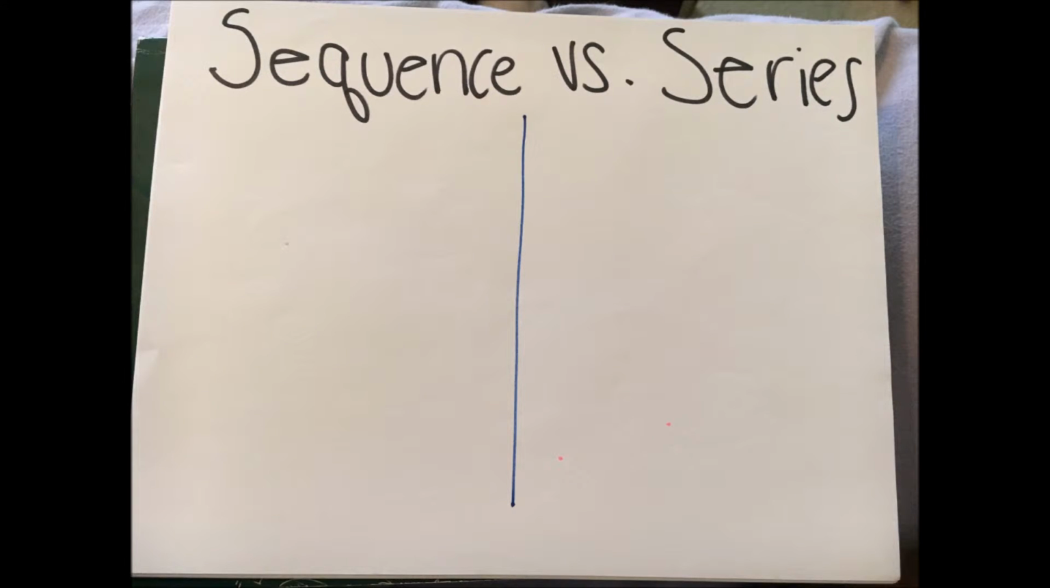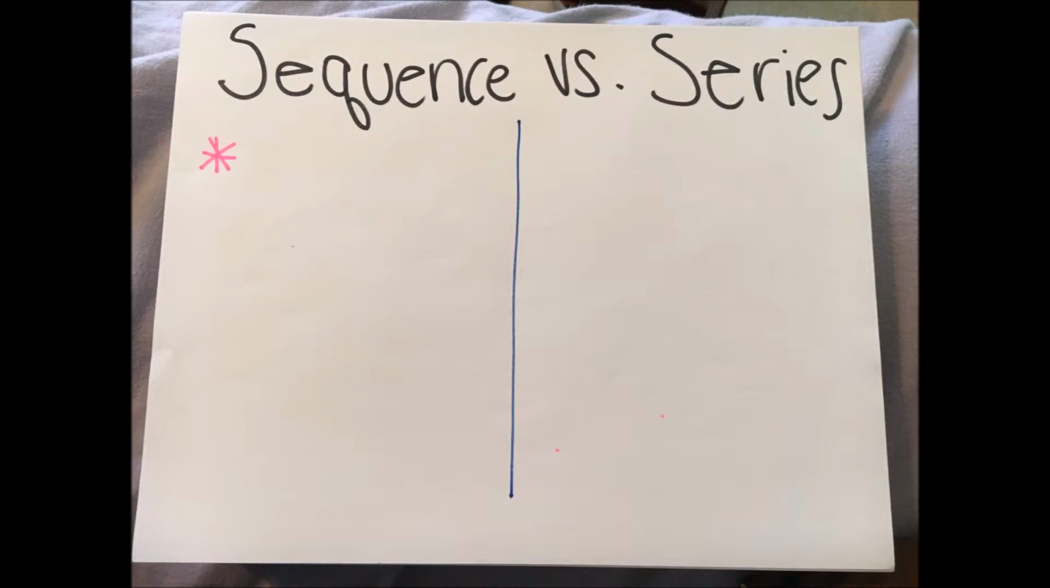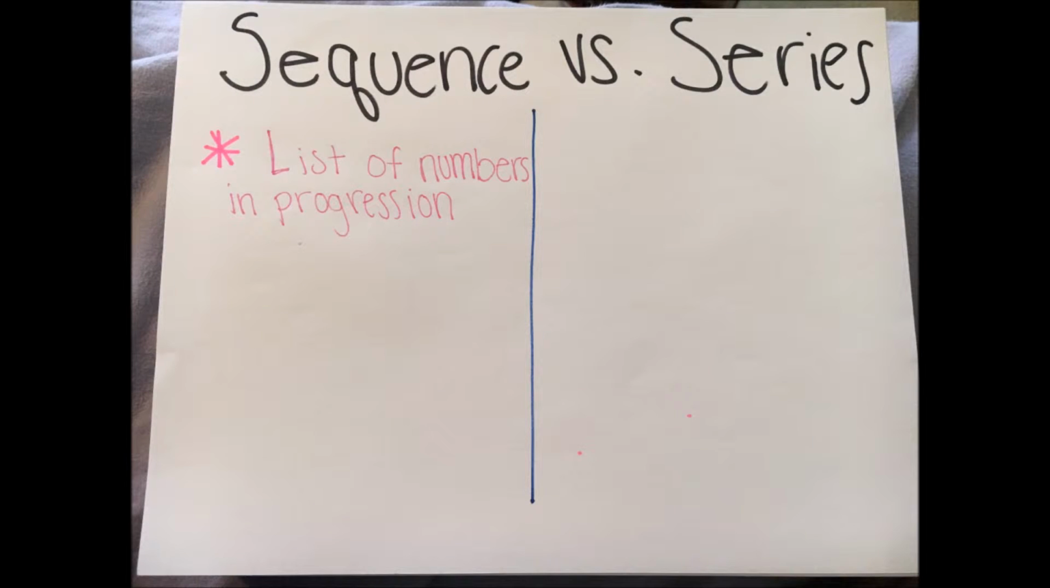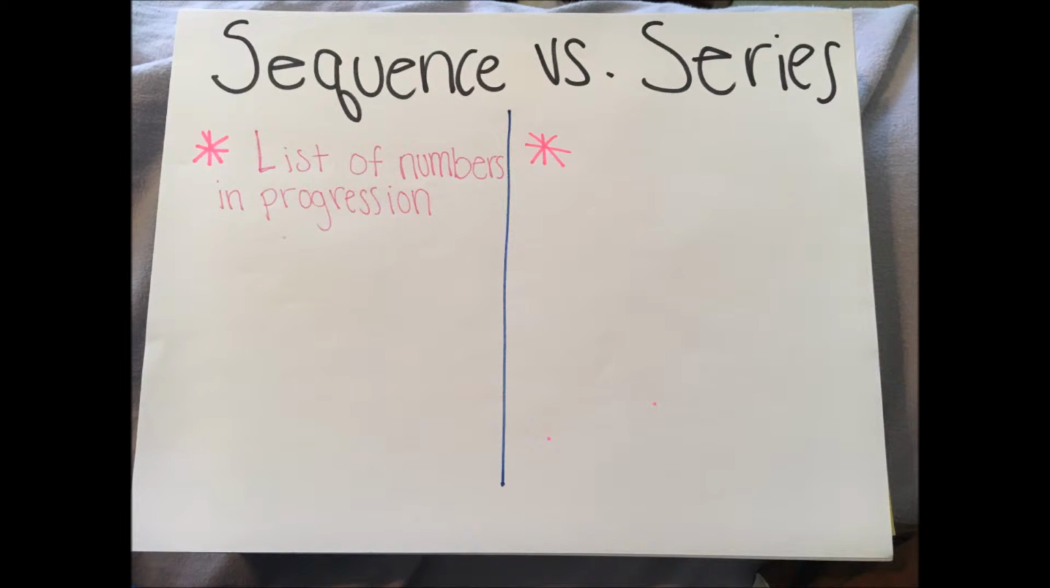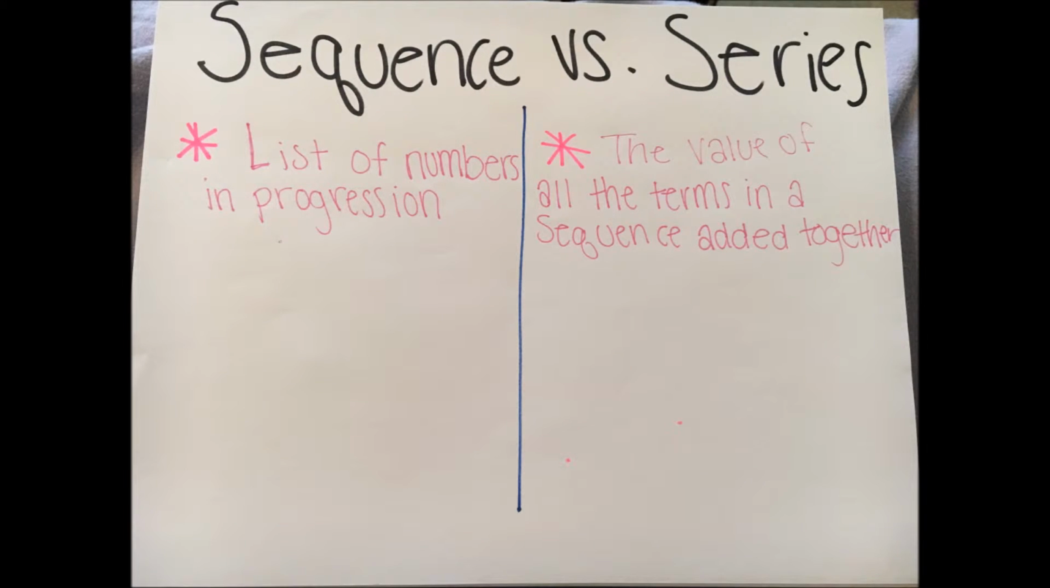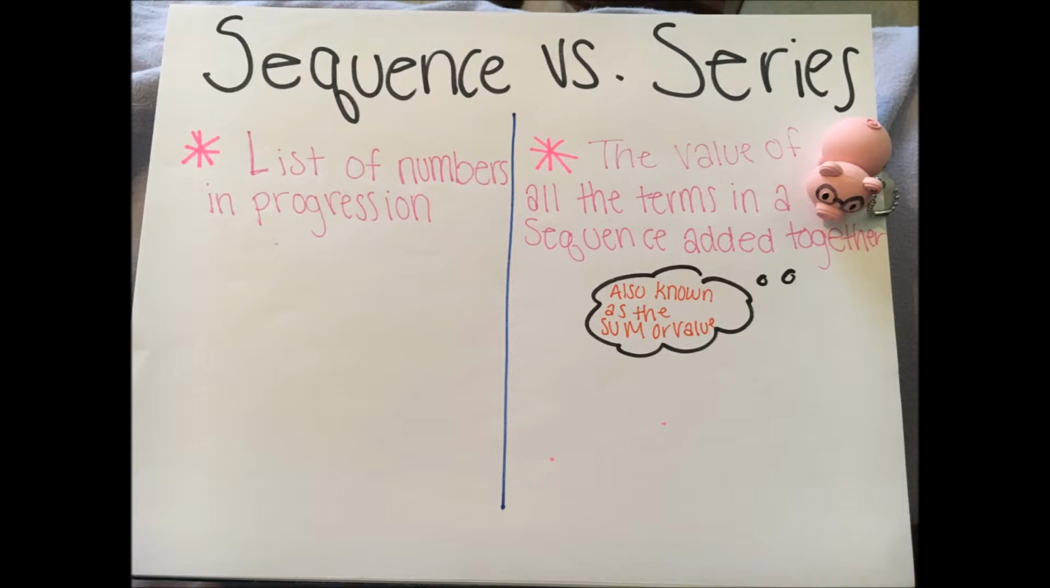Okay, let's do a quick comparison of the two. First note about the sequence. As we went over before, a sequence is a list of numbers in progression. But on the other hand, the series is the value of all of the terms in a sequence added together. Here comes Patrick to simplify the bullet point. They're also known as the sum or the value of the sequence.